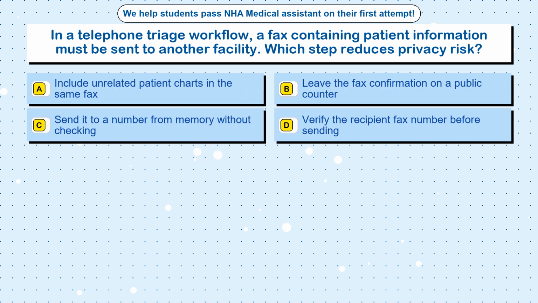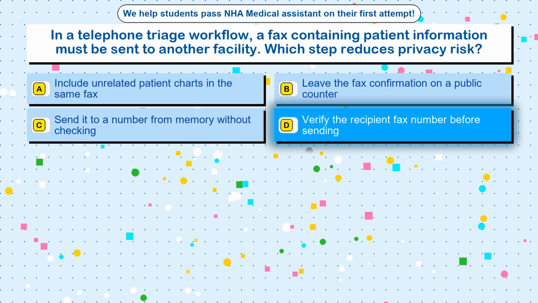Question 92. In a telephone triage workflow, a fax containing patient information must be sent to another facility. Which step reduces privacy risk? Option A, include unrelated patient charts in the same fax. Option B, leave the fax confirmation on a public counter. Option C, send it to a number from memory without checking. Option D, verify the recipient fax number before sending.